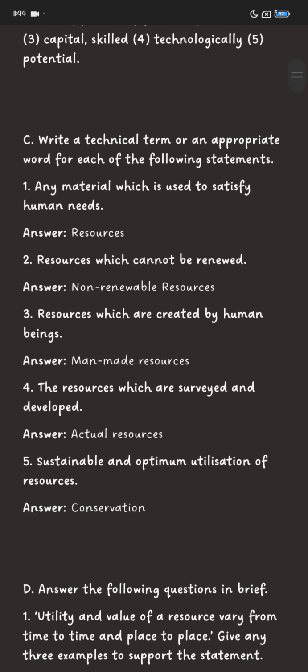Write a technical term or an appropriate word for each of the following statements. Any material which is used to satisfy human needs is resources. Resources which can't be renewed, non-renewable resources. Resources which are created by human beings, man-made resources. The resources which are surveyed and developed, actual resources. Sustainable and optimum utilization of resources, conservation.